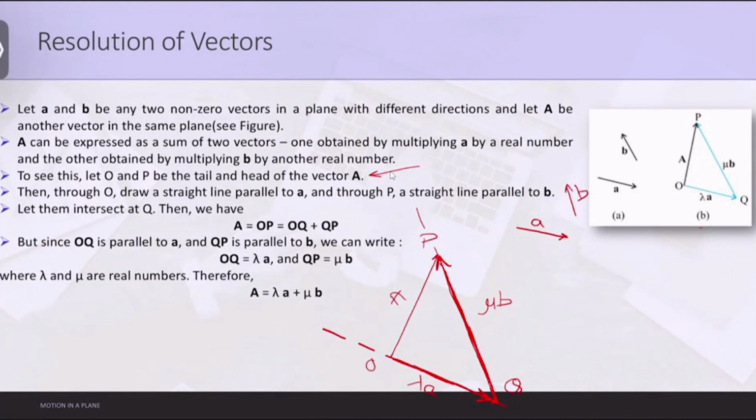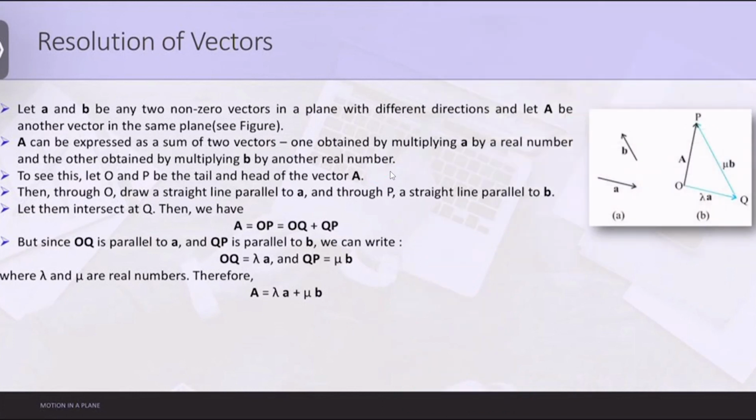We can just measure it. We know the magnitude of small b, we know the magnitude of mu b. So mu can be obtained directly as the magnitude of mu b divided by the magnitude of b. Similarly, the same can be done for lambda a also. Therefore, what we got is that a, which is equal to OP, is nothing but OQ plus QP. This is nothing but the triangular method of vector addition. As you can see, it's OQ, QP, so basically we added like this.